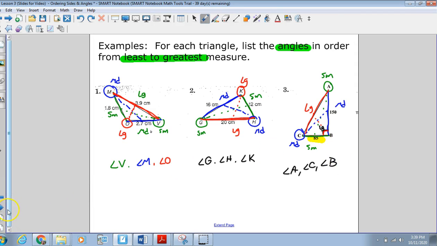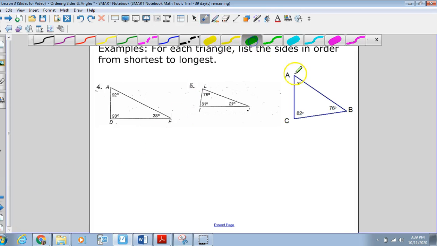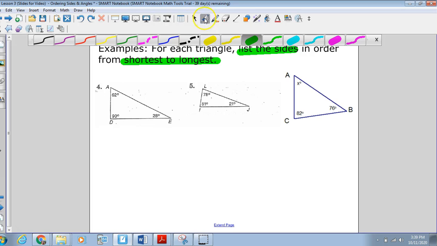Okay, that was when we knew information about the sides, we could order the angles. Now let's try a few where we know about the angles and we have to order the sides. This time we want to list the sides in order from shortest to longest. And sometimes you'll be asked shortest to longest, sometimes you'll be asked longest to shortest, so make sure to pay attention to what the directions say.